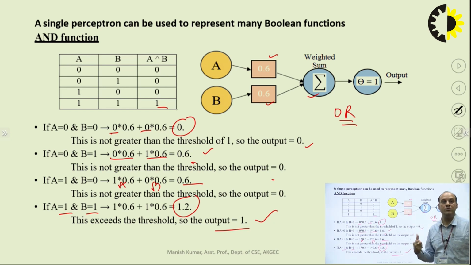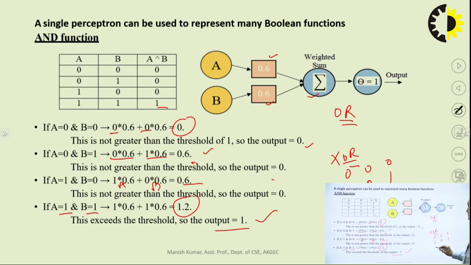So we can solve it using a single layer perceptron model. In case we are using XOR, with the truth table of XOR, this cannot be separated: 0 0 gives 0, 0 1 gives 1, 1 0 gives 1, 1 1 gives 0. This is the truth table of XOR, right? So we can't separate these inputs A and B linearly. So we need to implement the XOR function using a multi-layer feed forward network.